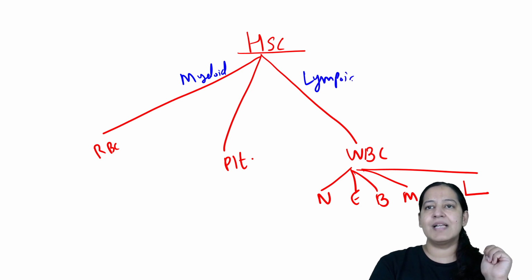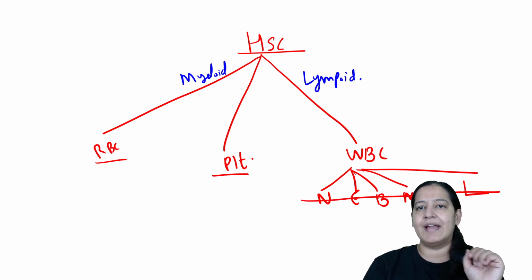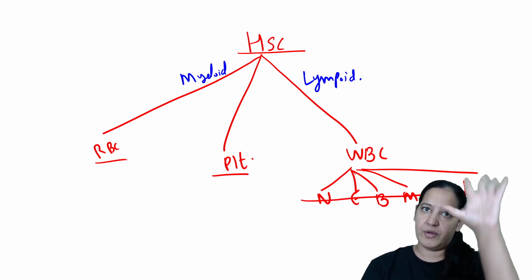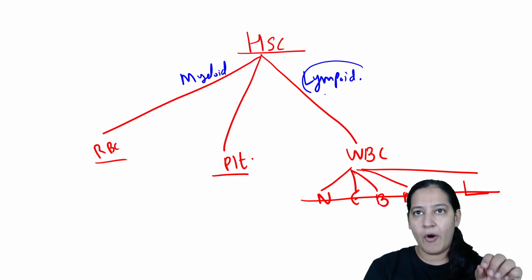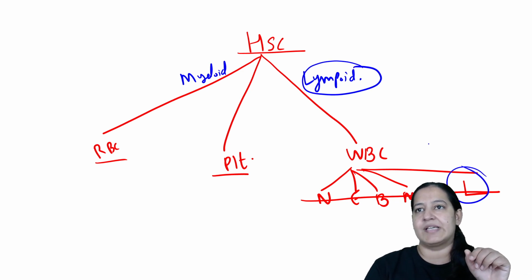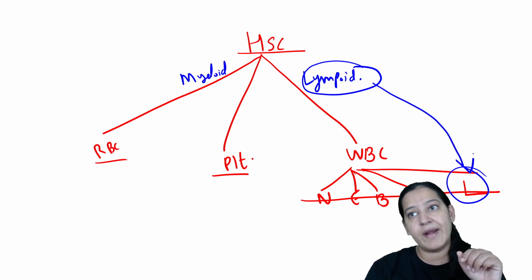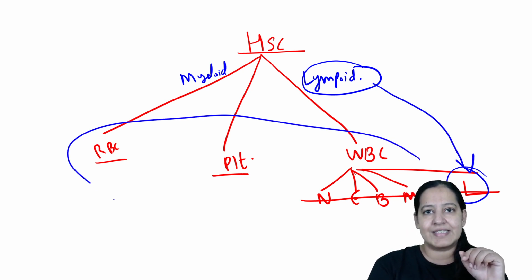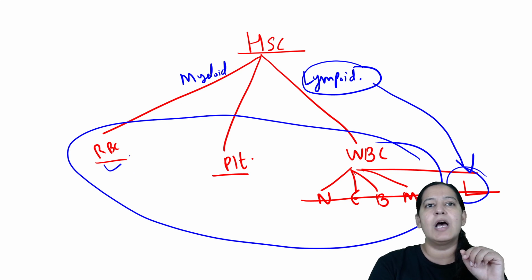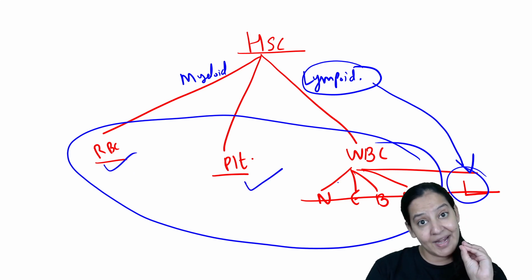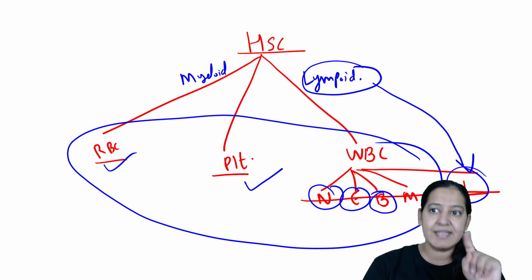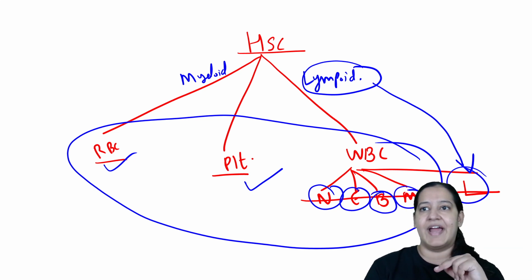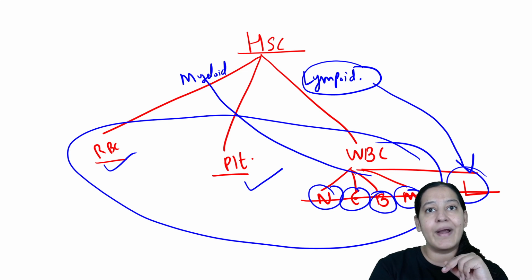So total how many cells have to be formed? So listen, RBC, platelets and 5 types of WBC. So total 7 cells have to be formed from this hematopoietic stem cell. Out of these 7 cells, the lymphoid stem cell will form only lymphocytes. Rest all the 6 cells, that is all the RBCs, all the platelets and the remaining 4 types of WBCs, that is neutrophil, eosinophil, basophil, the granulocytes, and the agranulocyte monocytes, are formed by myeloid stem cell.